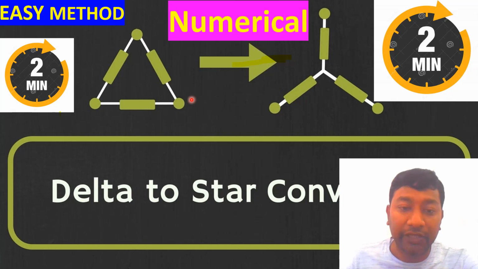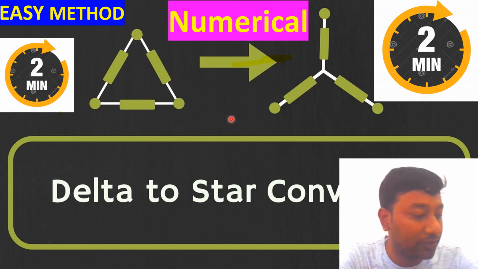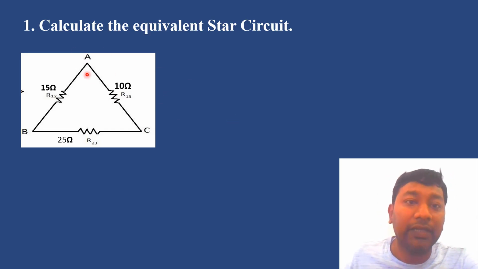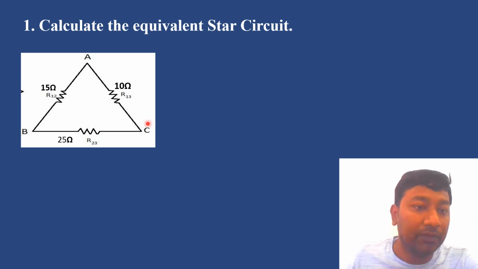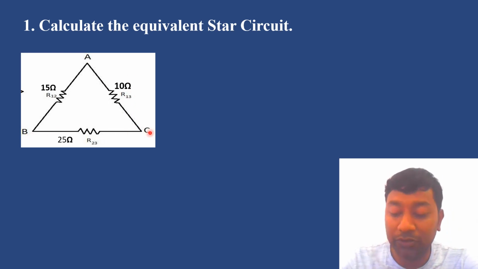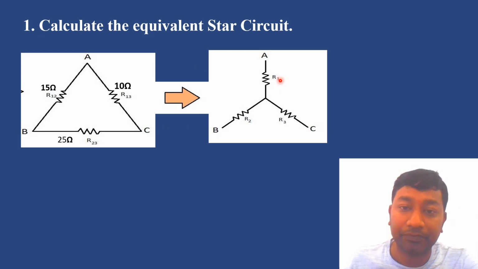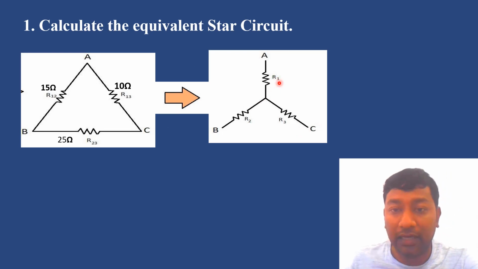Today we will discuss one of the important numericals based on delta to star conversion. First we will see this numerical: calculate the equivalent star circuit. The circuit is given. The resistance between terminal A and B is 15 ohm, resistance between terminal A and C is 10 ohm, and resistance between terminal B and C is 25 ohm. So we should convert it to the equivalent star circuit. We should find out the values of R1, R2 and R3, which are the equivalent star circuit resistance values.